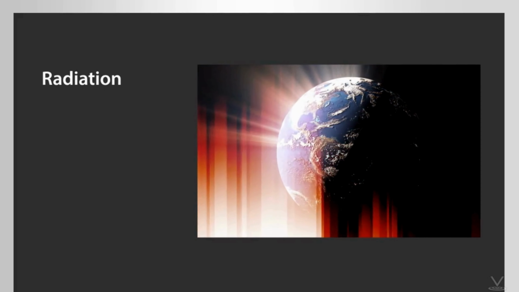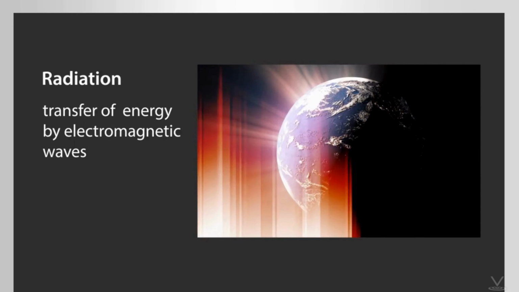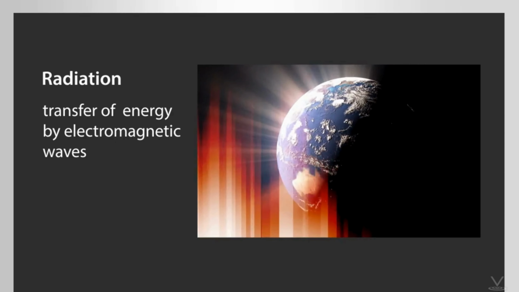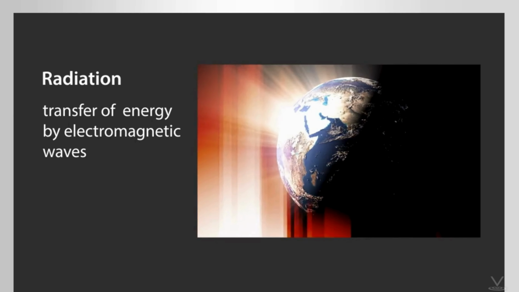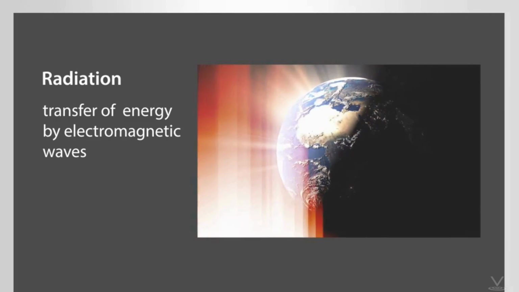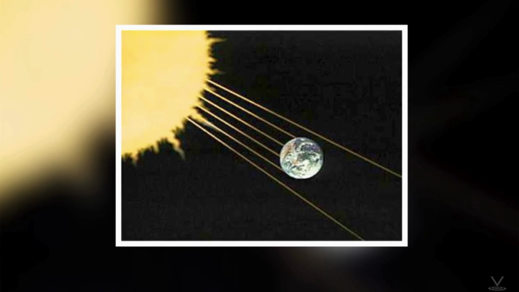Radiation. The third form of heat transfer is radiation. Radiation is the transfer of energy by electromagnetic waves. Microwaves and light waves are examples of electromagnetic waves. When electromagnetic waves strike an object, they may be transmitted through the object, reflected off the object, or absorbed by the object. If a wave is absorbed, its energy is transferred to the object and the temperature of the object increases.